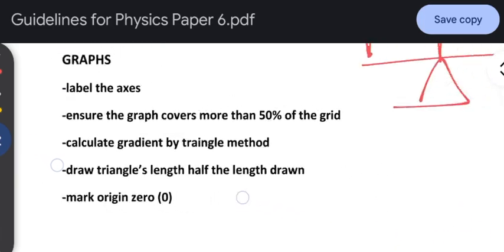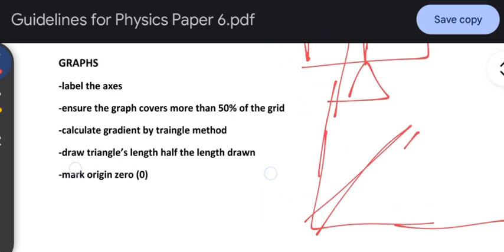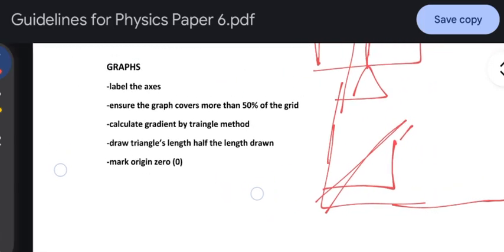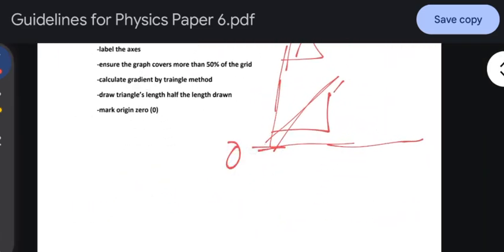Then next, ensure that the graph covers more than 50% of the grid. Of course, your line should cover more than 50% of the grid. And if the grid is going way long and your graph just finishes here, that's not a good way to go about it. Calculate the gradient by the triangle method, as I explained before. Then draw the triangle's length at least half the length drawn. Mark the origin 0, 0. If you're taking 0, don't think you don't have to mark it. You have to mark it both ways if you're taking 0.